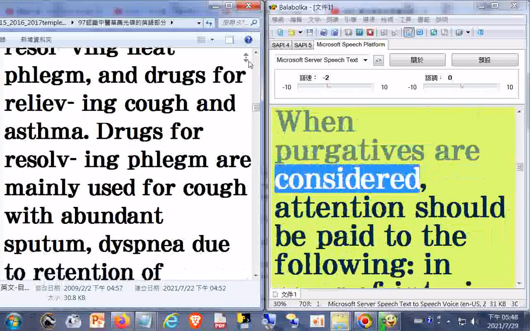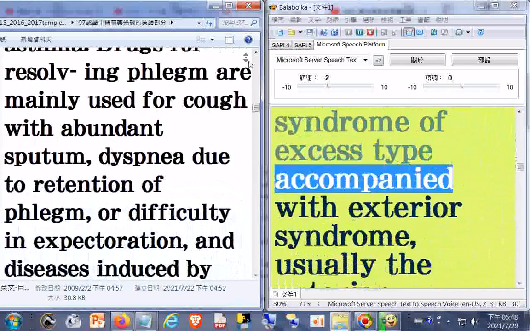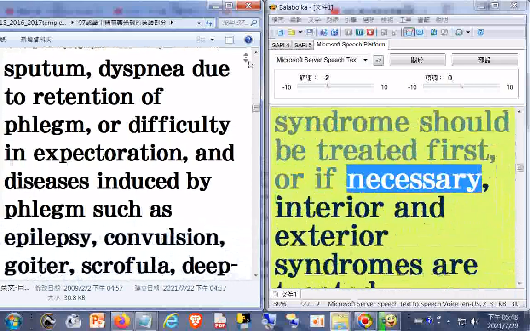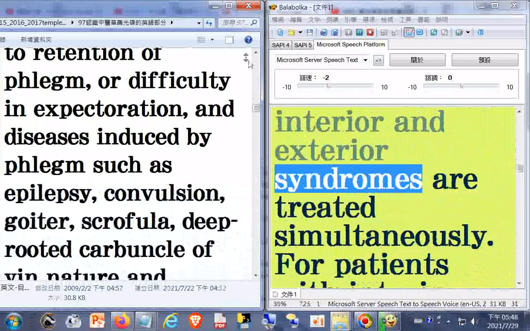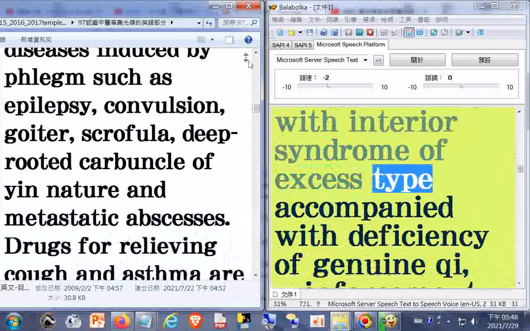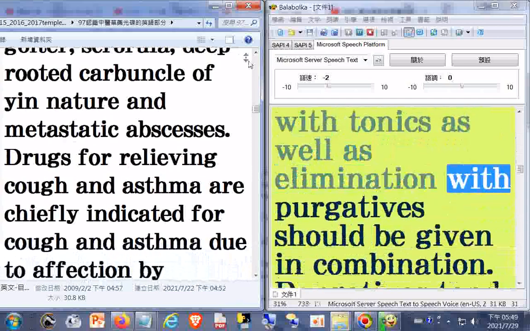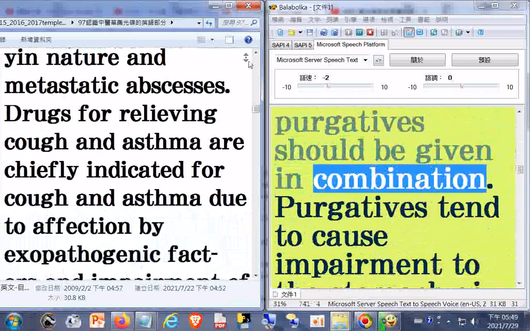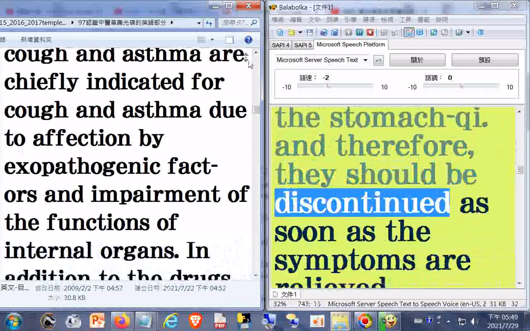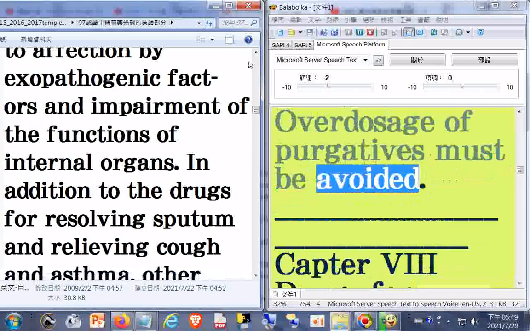When purgatives are considered, attention should be paid to the following: in cases of interior syndrome of excess type accompanied with exterior syndrome, usually the exterior syndrome should be treated first, or if necessary, interior and exterior syndromes are treated simultaneously. For patients with interior syndrome of excess type accompanied with deficiency of genuine qi, reinforcement with tonics as well as elimination with purgatives should be given in combination. Purgatives tend to cause impairment to the stomach qi, and therefore, they should be discontinued as soon as the symptoms are relieved. Overdosage of purgatives must be avoided.